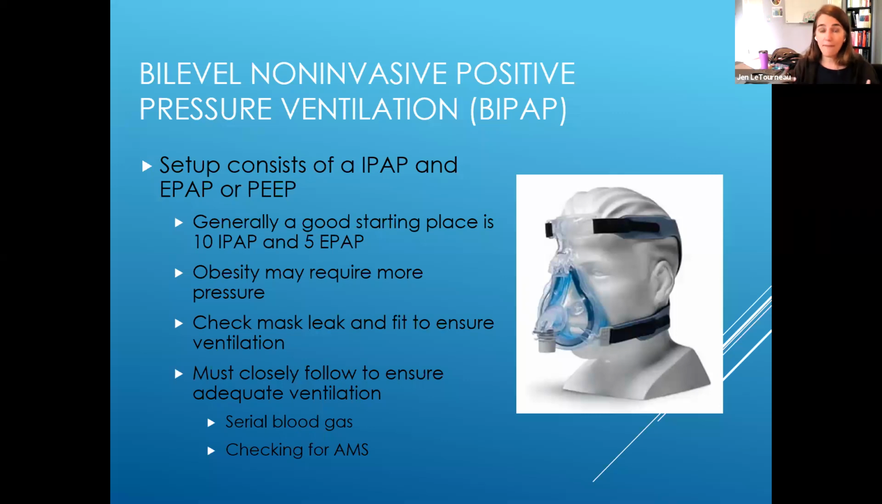When people have increased body habitus, you may need more pressure because you have to overcome the external pressure of the chest wall. It's ideal to try to minimize leak around the mask, although sometimes that's very hard without causing pressure sores. So our respiratory care providers are very good about checking for that. And then you need to make certain that you have a plan, that you're going to be checking serial blood gases or mental status or both, depending on the individual patient, to ensure that what you're doing is actually working.